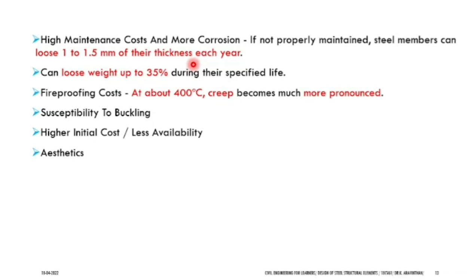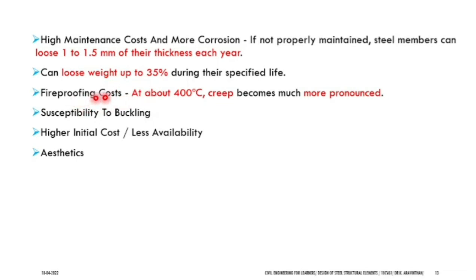That is painting. If you have done that and stopped the corrosion, it will not have the same deterioration. If you simply left the steel without any maintenance, soon after 10 years the steel member will not be there and it can lose weight up to 35%. If the steel is 5 kg, it will be reduced to 3 kg. Yes or no? What happens? Your strength automatically gets reduced.